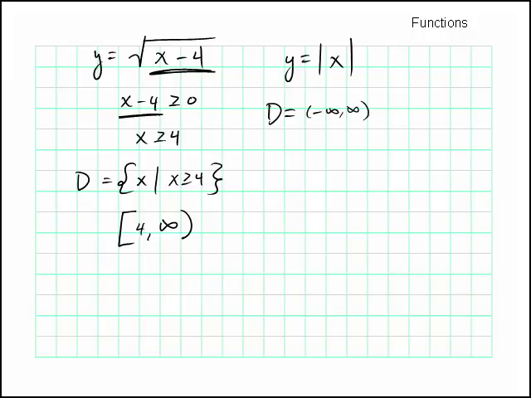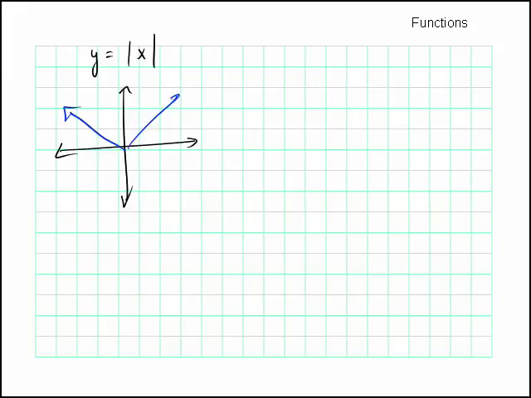Now let's also consider the graphs of some of these. Let's sketch this one. Let me go to a new page here. Let's take y equals absolute value x again. If I make a sketch of this, we get a V-type shape, like that.